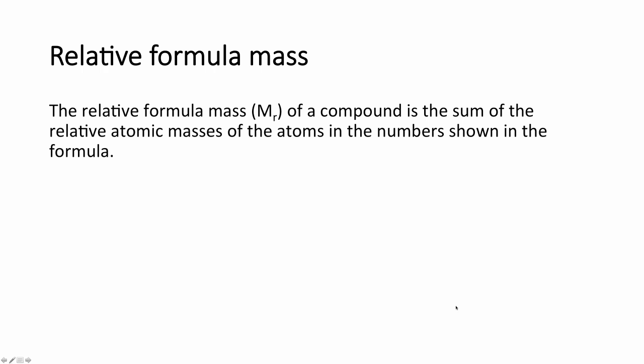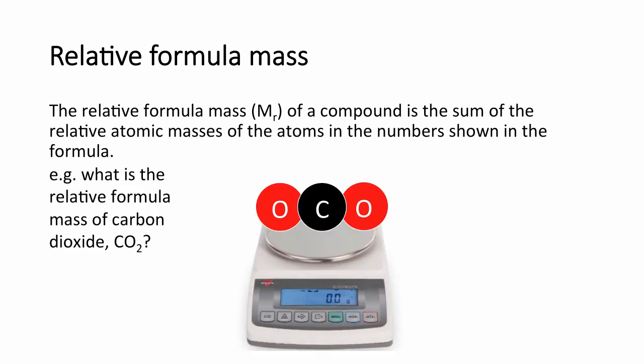Relative formula mass. The relative formula mass, or Mr, of a compound is the sum of the relative atomic masses of the atoms in the numbers shown in the formula. For example, what is the relative formula mass of carbon dioxide? Well, the formula is 1 carbon and 2 oxygens. So therefore, the mass will be the sum of the relative atomic masses of each of the elements.